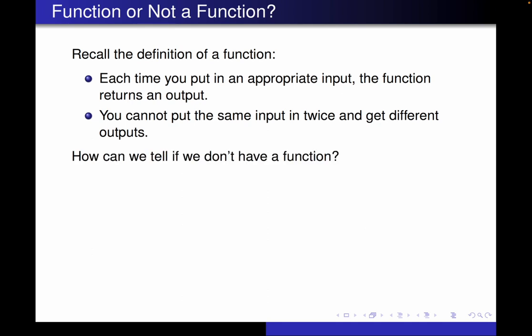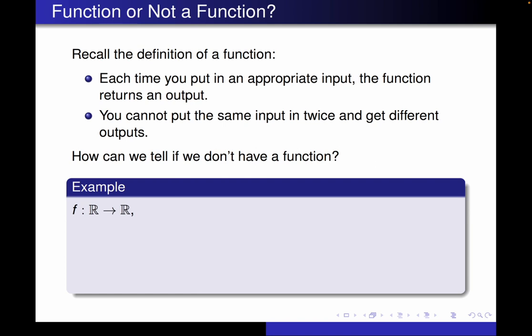So the question is, how can we tell if we don't have a function? And I'm going to show you an example. So here is a supposed function whose inputs are real numbers and outputs are also real numbers. And we're going to define it using a formula. It looks a little weird, but looking weird doesn't necessarily mean it's not a function. We're going to say f of x squared is equal to the input x. And anything that satisfies that equation tells us the input and output relationships.